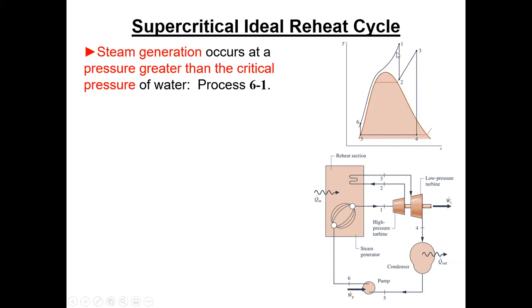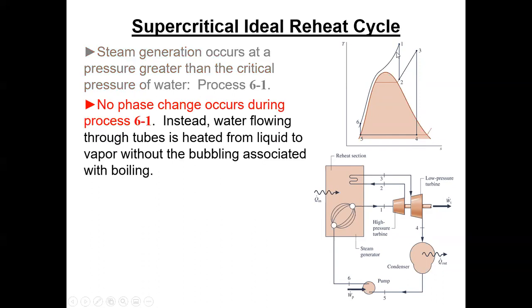So let's see. There we go. So now we're up in supercritical land, and then we're going to expand down. So no phase change occurs during process 6.1. Instead, water flowing through the tubes is heated from liquid to vapor without the bubbling associated with boiling. So it's just not a boiling process. There is a transformation, but it's not like boiling.